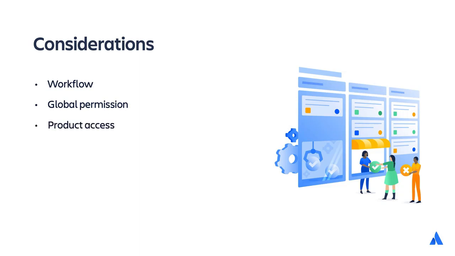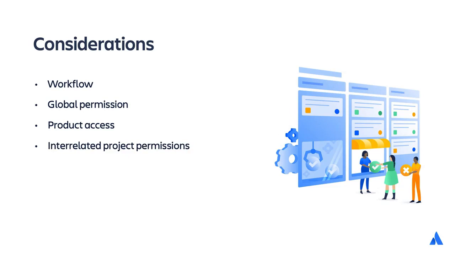Product access is an important consideration too. If a user needs to access issues in a software project, they can if they have the browse project's project permission. They will not be able to interact with any software-related functionality, though, like Agile reports, boards, or development panels. If a user has the global permission to create team-managed projects, but they do not have Jira software product access, they won't be able to create projects.